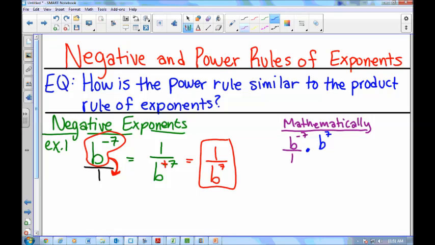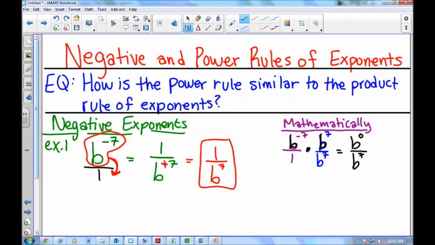Would you agree that b to the 7th divided by b to the 7th is technically 1? Anything divided by itself is 1. And we learned the product rule last time. When dealing with these exponents and the base is the same, that's important. Do these both have b's for the base? When we multiply exponents, we add. And negative 7 plus 7 is 0. And in the denominator, 1 times b to the 7th is just b to the 7th.